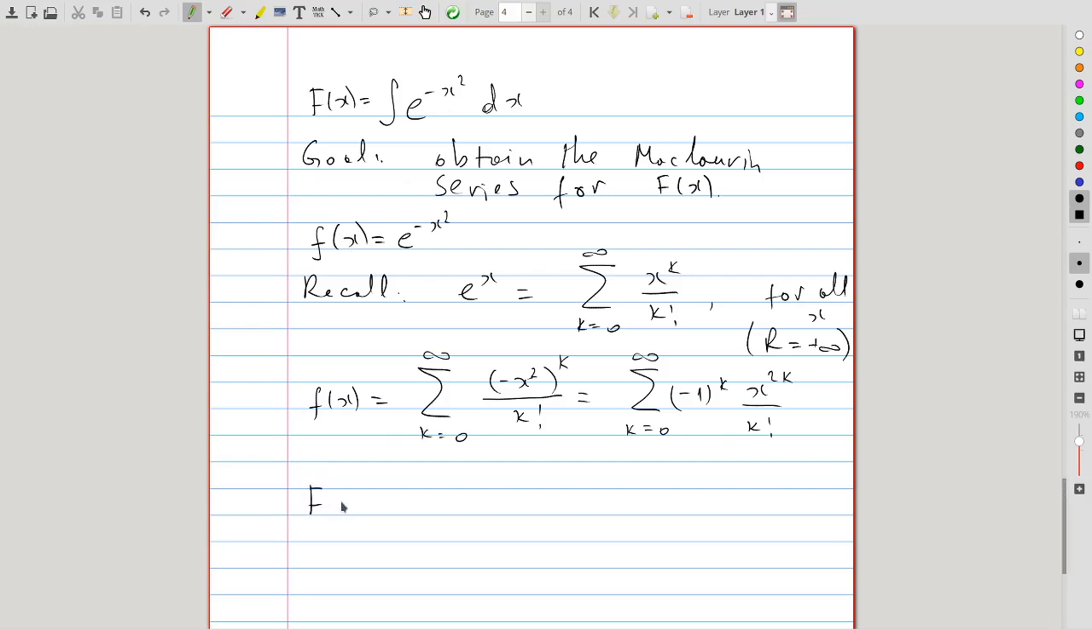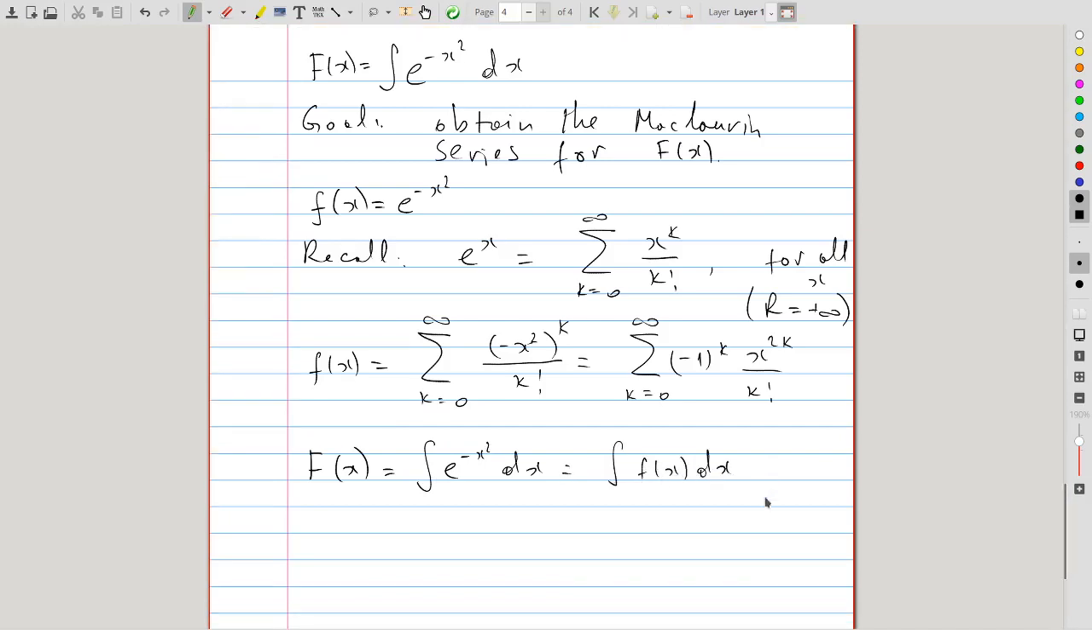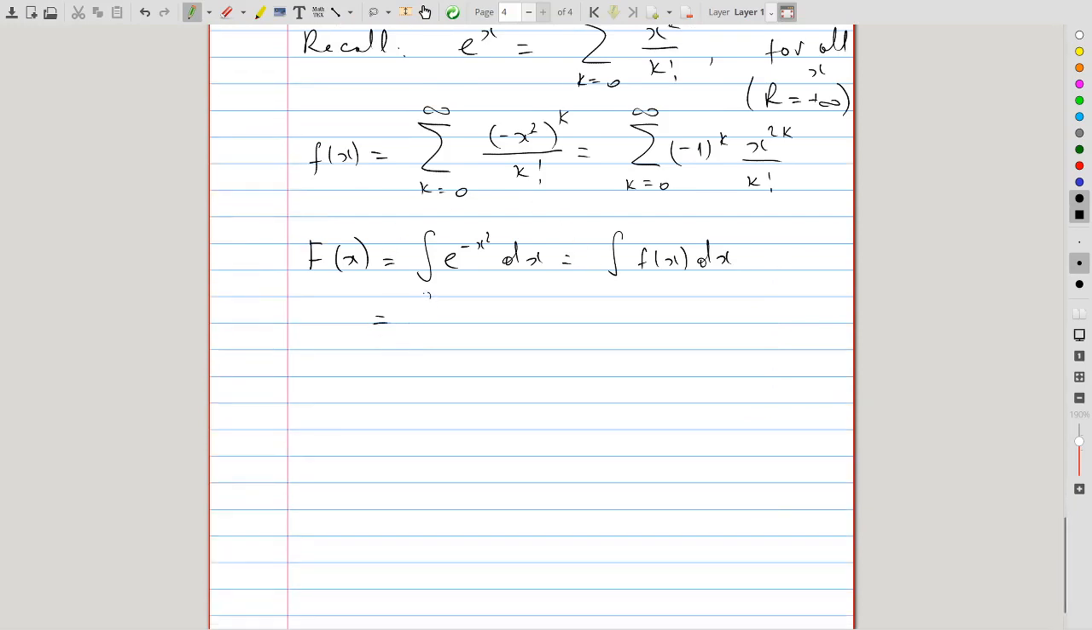To obtain an expansion for the uppercase F, we have to integrate lowercase f with respect to x, like so, which gives the integral of the power series I have over here. That would be the sum k from 0 to infinity, minus 1 to the k, x to the 2k over k factorial, integrated with respect to x. As we know by a theorem about integration and differentiation of power series, to integrate a power series, all we have to do is to integrate its terms one by one. So we'll have this integral here.